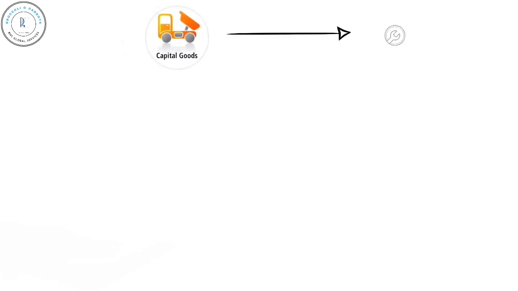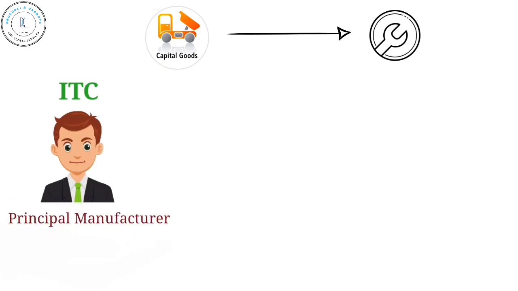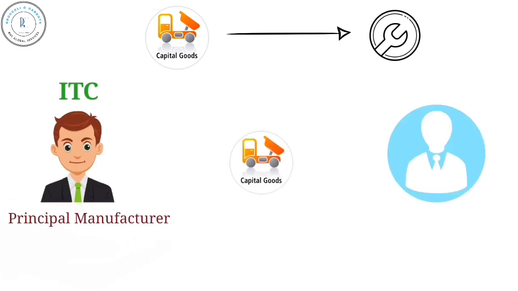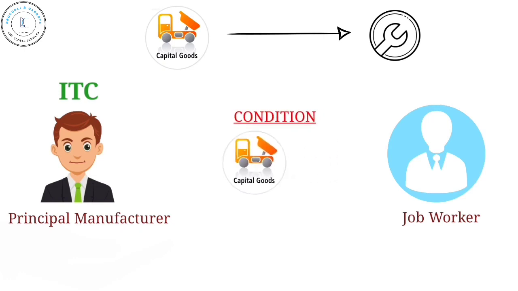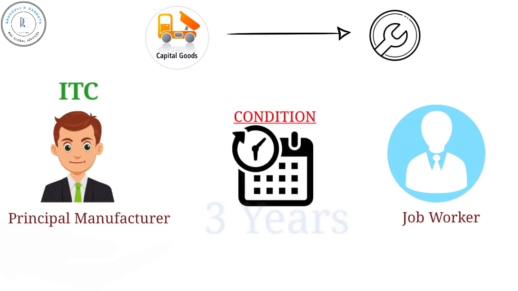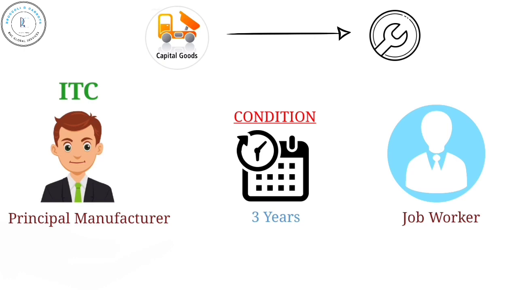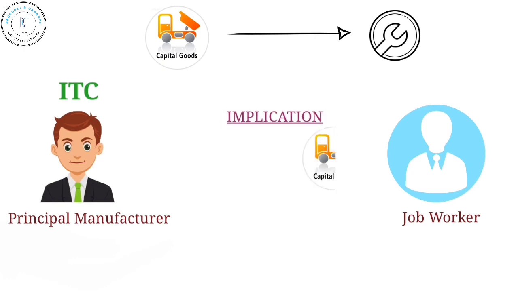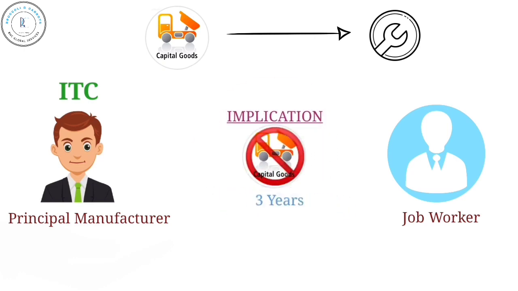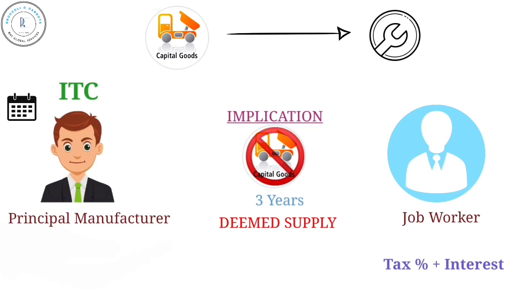Capital goods sent on job work. ITC will be allowed to the principal manufacturer if a capital asset has been sent to a job worker for job work. Condition: such goods must be received back within a period of 3 years of being sent out. Implications: if the goods are not sent back within 3 years, it shall be treated as a deemed supply from the date of sending the goods, and tax would be payable, along with interest for late payment of taxes.